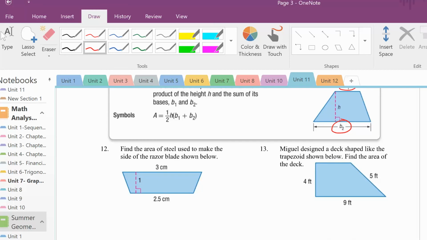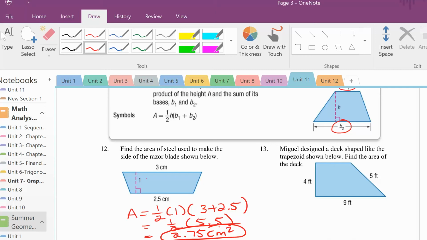So, for example, it says find the area of steel used to make the side of a razor blade shown below. So the height is 1, and the two bases are 3 centimeters and 2.5. So the area is equal to 1/2 of 1 times 3 plus 2.5. So it's equal to 1/2 of 5.5, which is equal to 2.75 square centimeters.